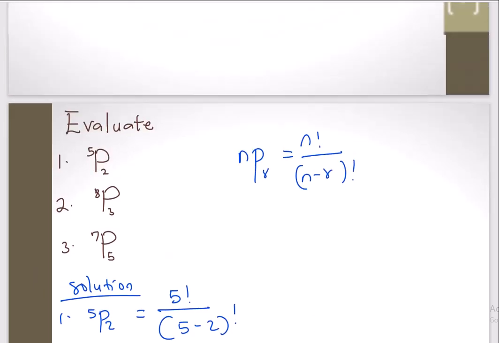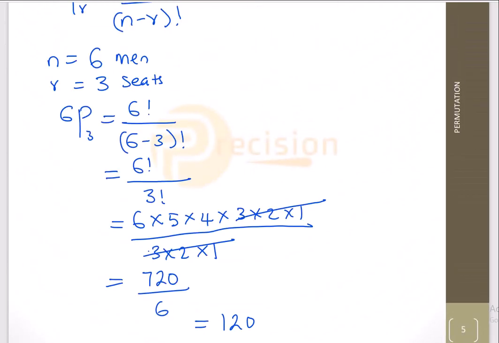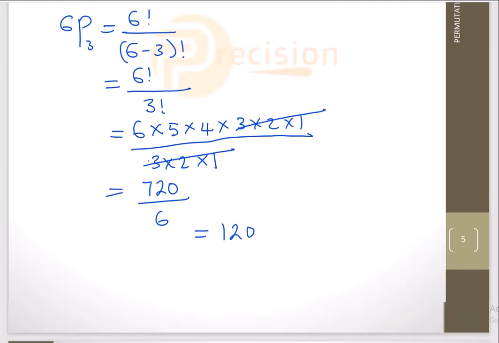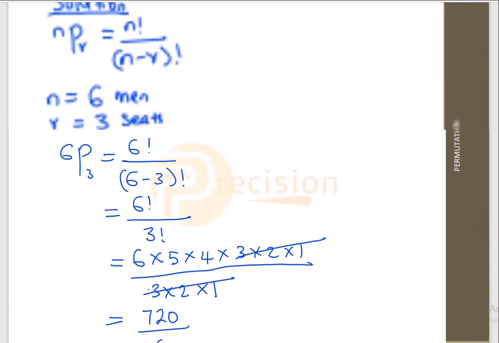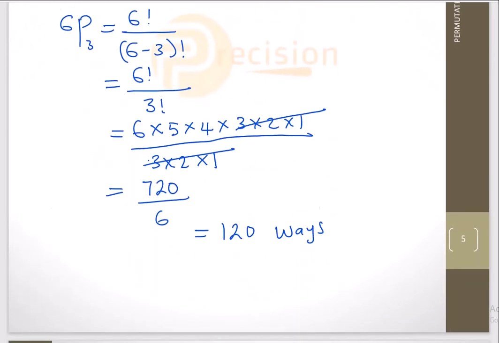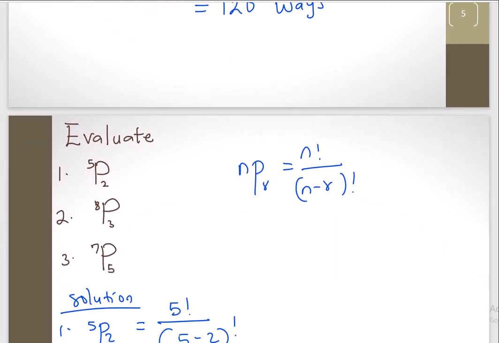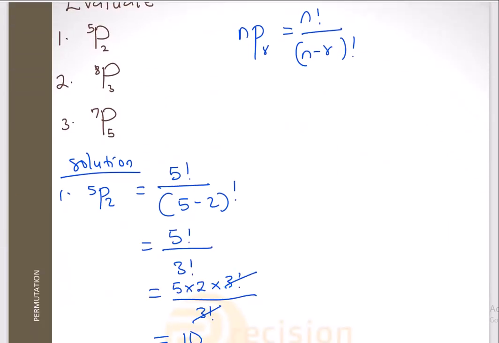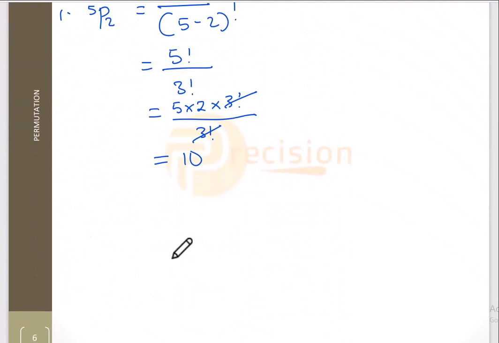8 permutation 3. Oh, I forgot to write something here. This should be 120 ways because they asked for the number of ways, I think so. So let's check the question out. Okay, how many ways? Yes, they asked for ways. Don't even know why I didn't remember, but it's all good. The question says it's permutation 3. So number 2, it's okay.